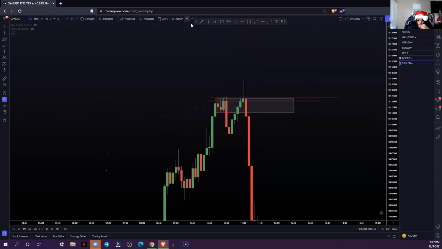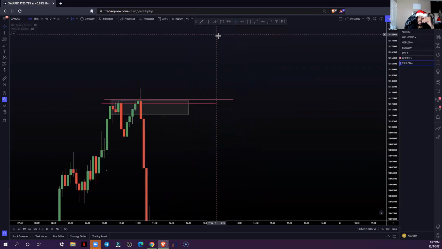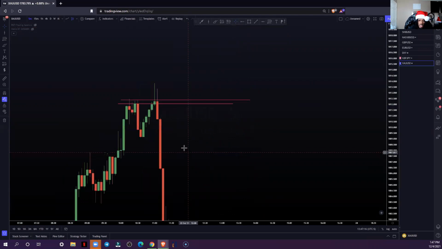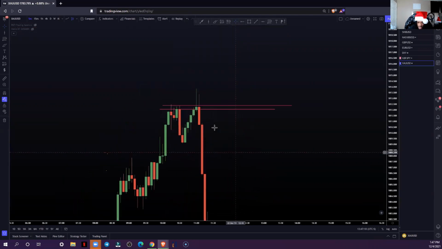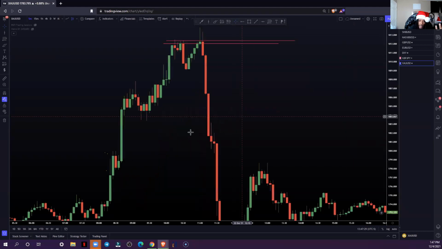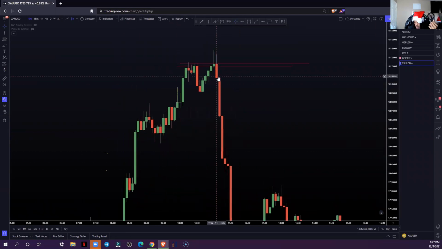Now let's take this off. And then we will delete this box, and now this becomes resistance. Why is this valid? Because no body of the candle closed above this swing high. We just got wicks coming out of it. Now what is this also called? A liquidity grab. And look how fast they went away from it. And we got gaps right here. So this is a good setup right here.